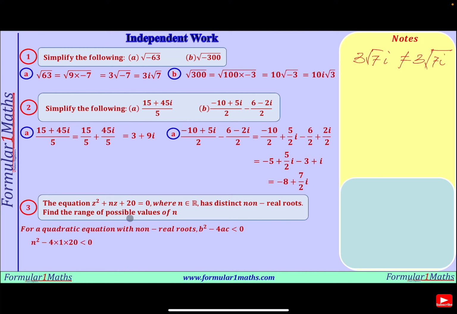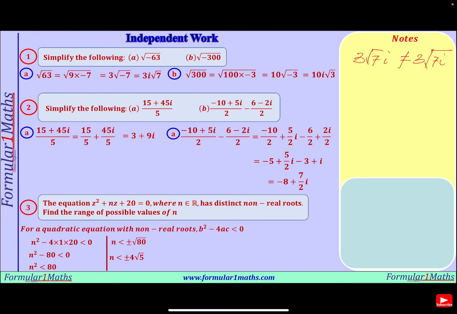So in this case, our b is n, our a is 1, and our c is 20. So this is the discriminant for this equation. And we know that because it has non-real roots, it must be less than 0. So simplify that, you get that. And then take 80 over to the other side. n squared is less than 80, so n is between plus or minus root 80. You could simplify that to get plus or minus 4 root 5.